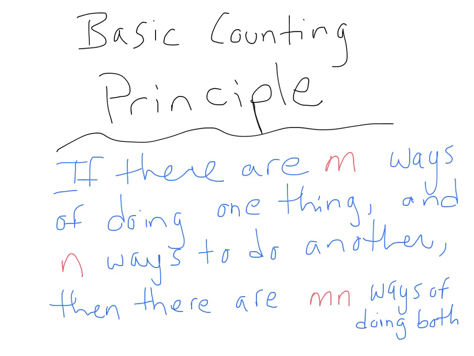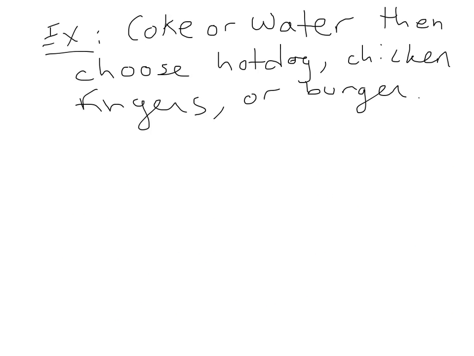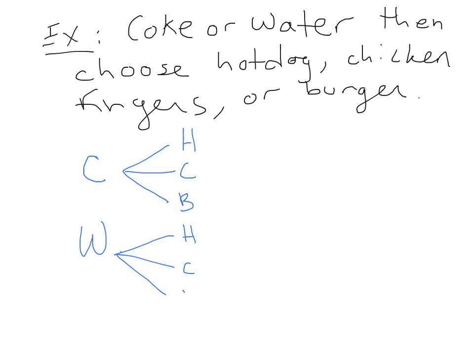Okay, let's do an example. Here, it's asking whether you want a Coke or a water, and then you have a choice of an entree: hot dog, chicken fingers, or a burger. Originally you can take either a Coke or a water, so you have those two choices. If you chose a Coke, you have the option of getting a hot dog, chicken, or a burger. Same thing if you chose water.